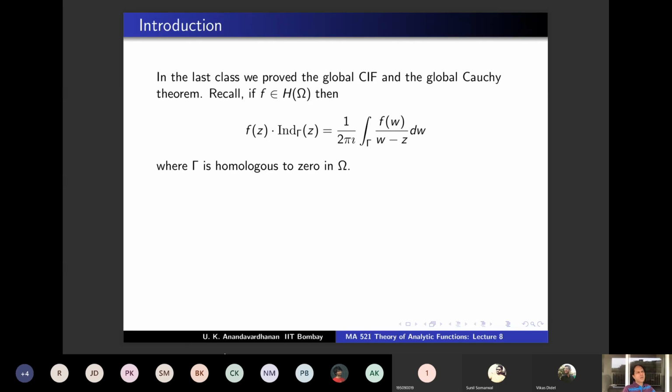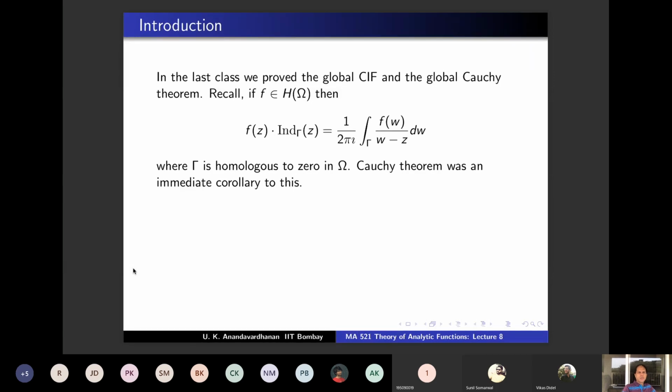And recall, homologous to 0 in omega means: for every alpha outside omega, for any point outside omega, the index of alpha with respect to gamma should be 0. What is the index of alpha with respect to gamma? It is this kind of an integral, but there is no f(w). It is dw by w minus z. That is the index. For every point outside omega, the index has to be 0. Then you say that gamma is homologous to 0. So your region has no further restriction, and the only restriction on gamma is that it is homologous to 0. A small topological condition, and then you have this formula.